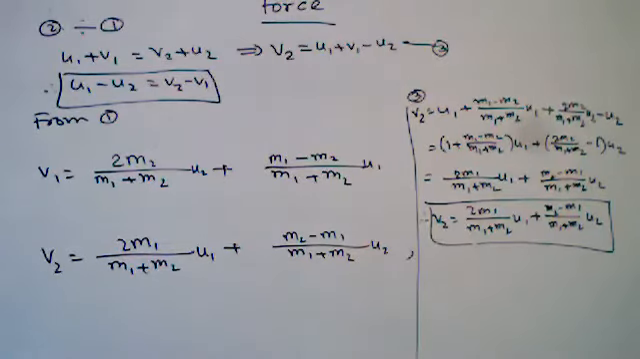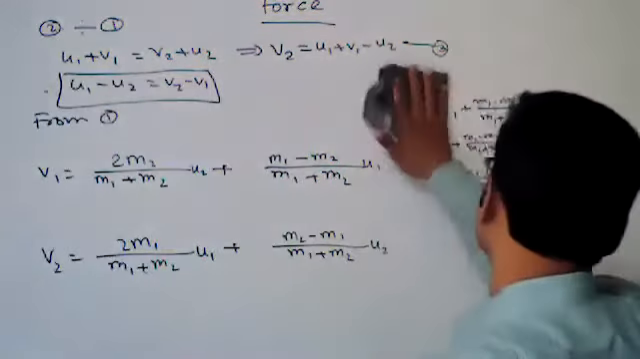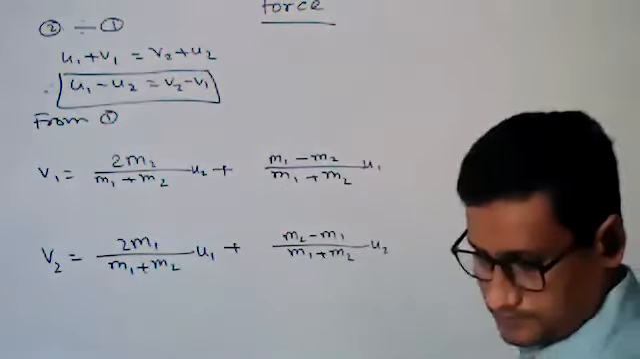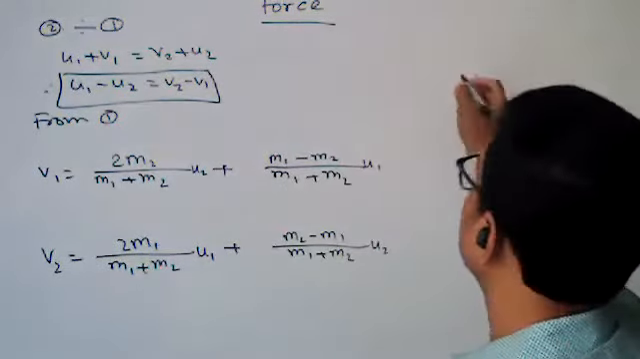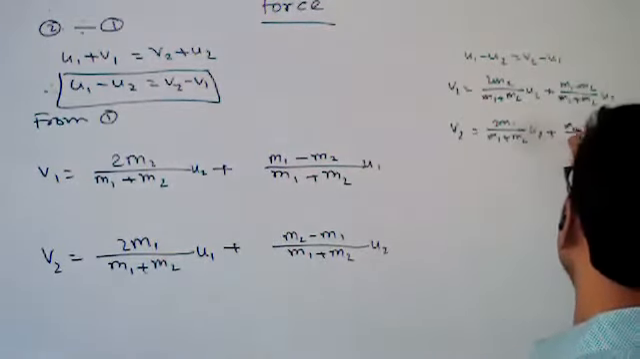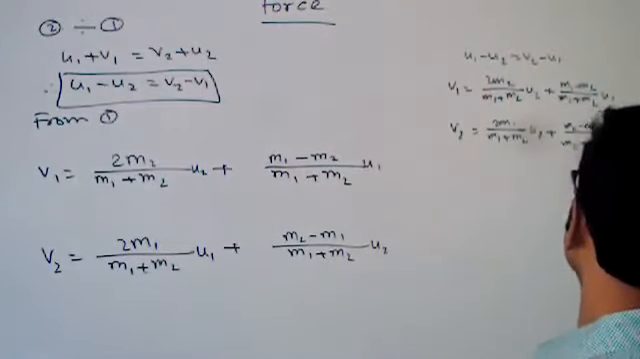Understand? Yes, sir. Okay. Now we solve some numerical problems using these equations. So u1 minus u2 equals v2 minus v1, and v1 will be 2m2 by m1 plus m2 into u2 plus m1 minus m2 by m1 plus m2 into u1. v2 equals 2m1 by m1 plus m2 into u1 plus m2 minus m1 by m1 plus m2 into u2.